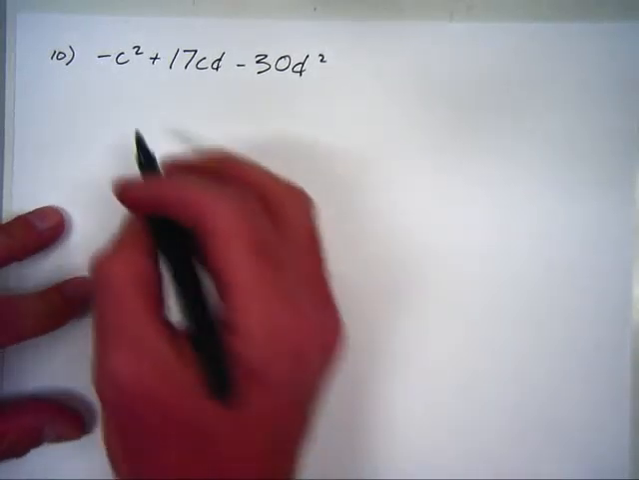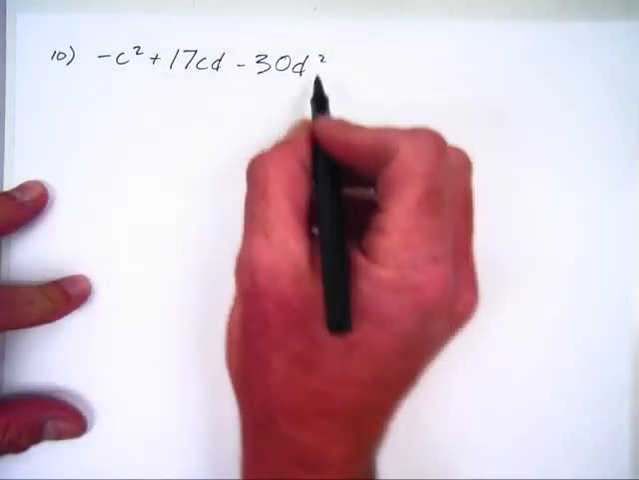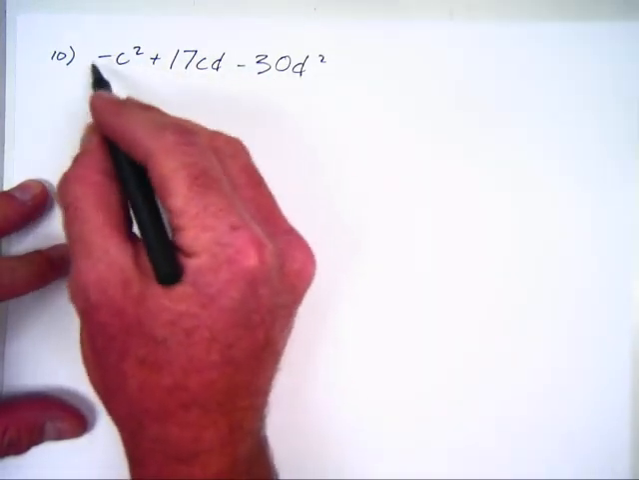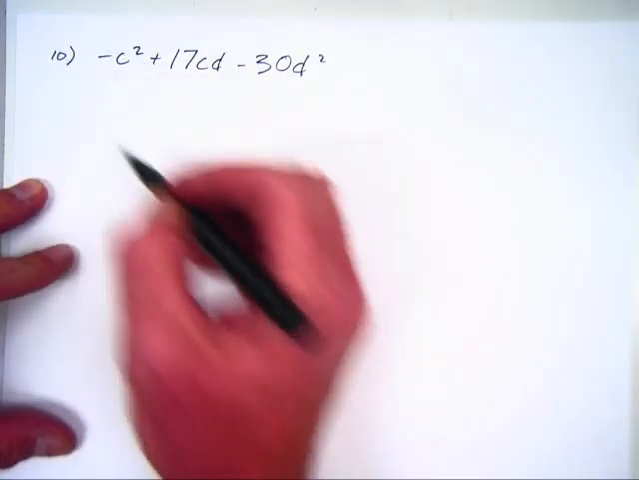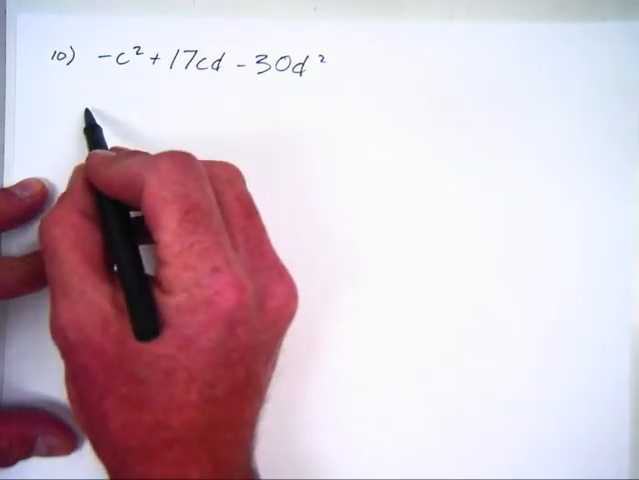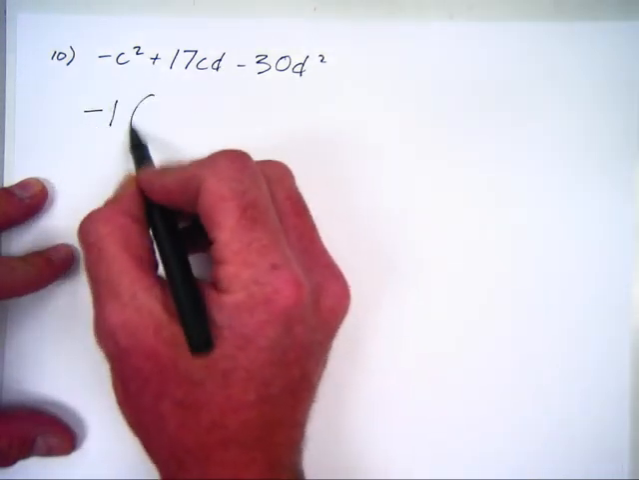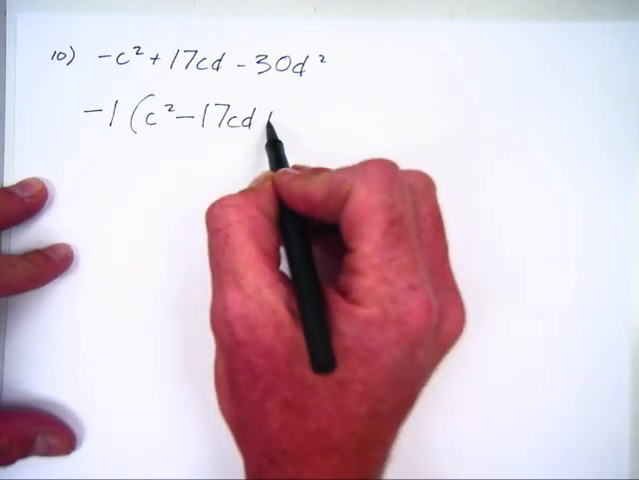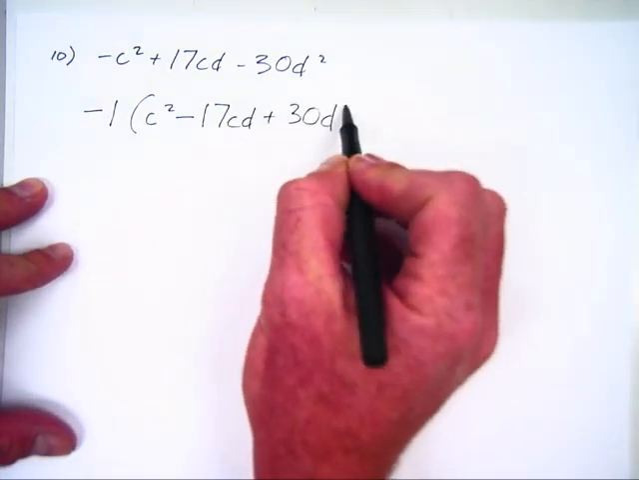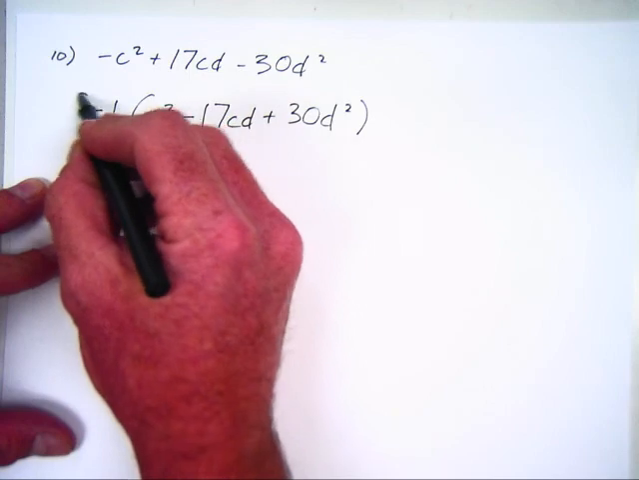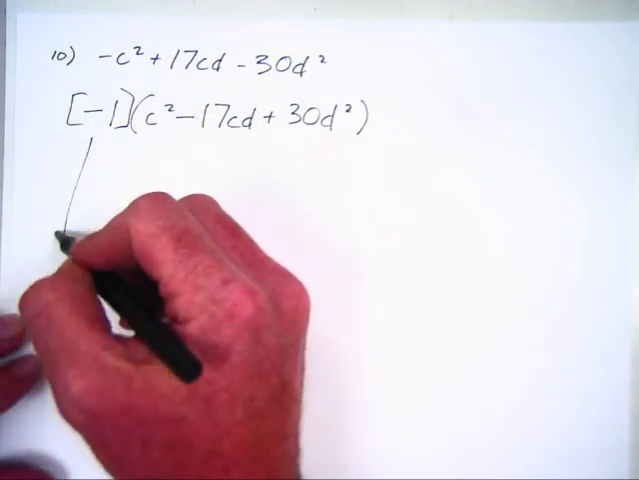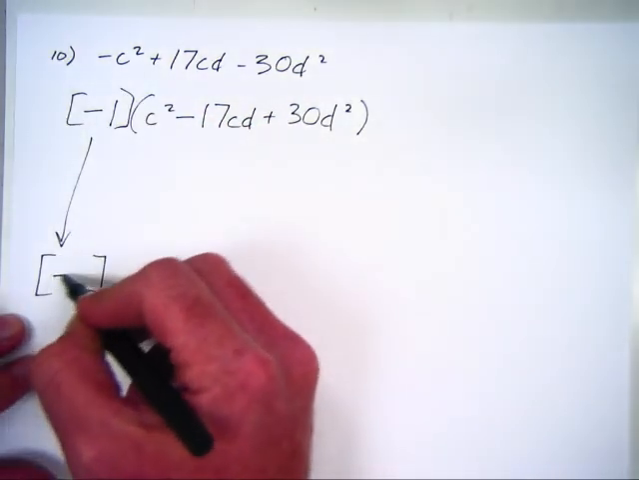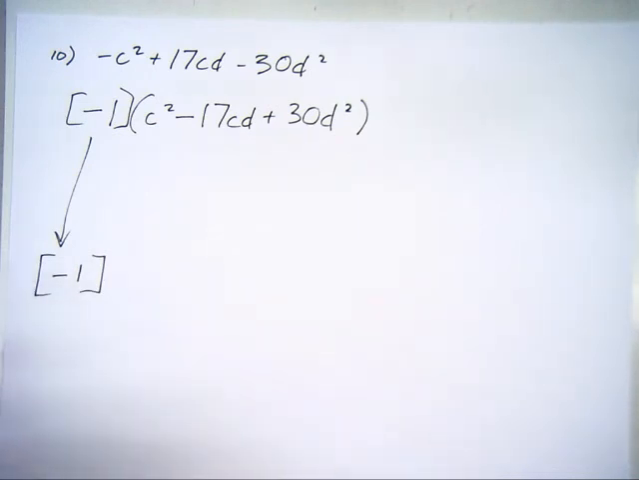We're looking at number 10 here. I have a trinomial, but I have a negative sign in front of the leading term. It'll be a lot easier if I factor out a negative 1. Then I'm left with c squared minus 17cd plus 30d squared. This negative 1 is going to stay down here till the end of the problem and then just tack in after. It's not going to be affected by anything else while we're still factoring.